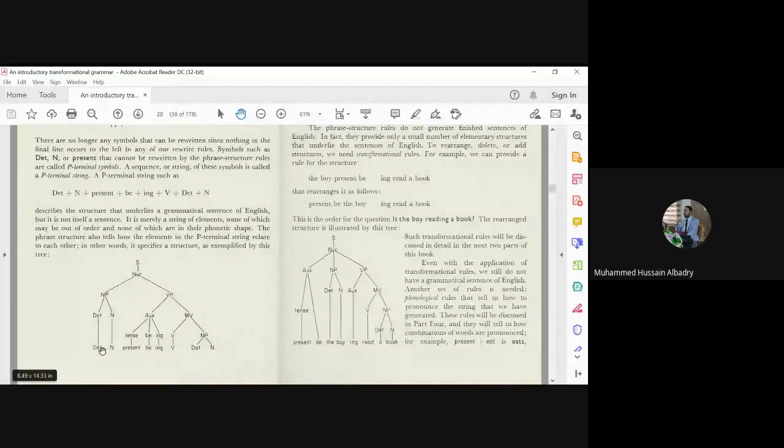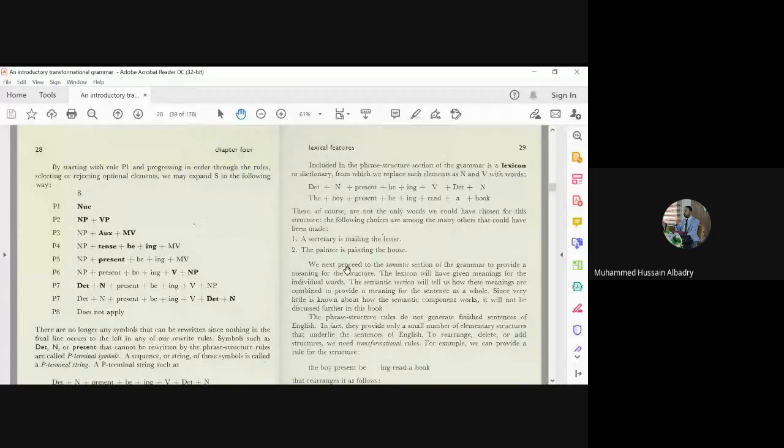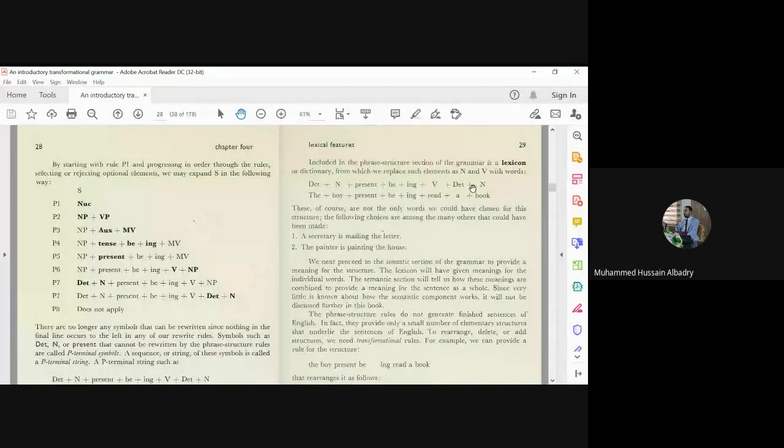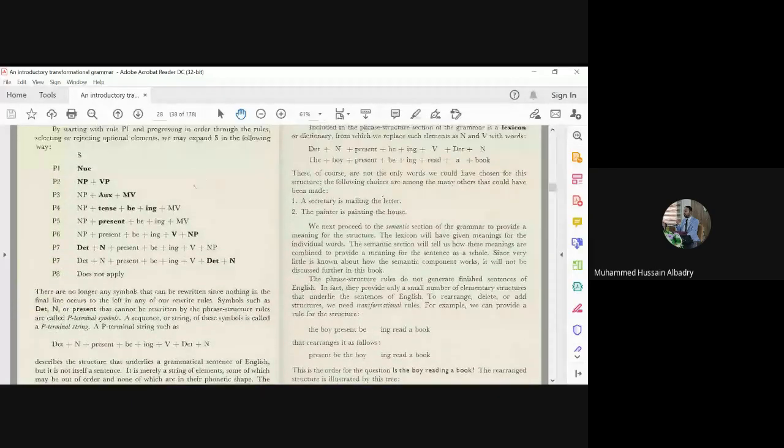Determiner, noun, present, for example, ing, be plus ing, be plus determiner and noun. Okay. This is the structure. This is just an example. For example, determiner, the boy: the, or a, an, or noun, boy; present, be the same, ing; v means verb, read; determiner, a; book, etc.